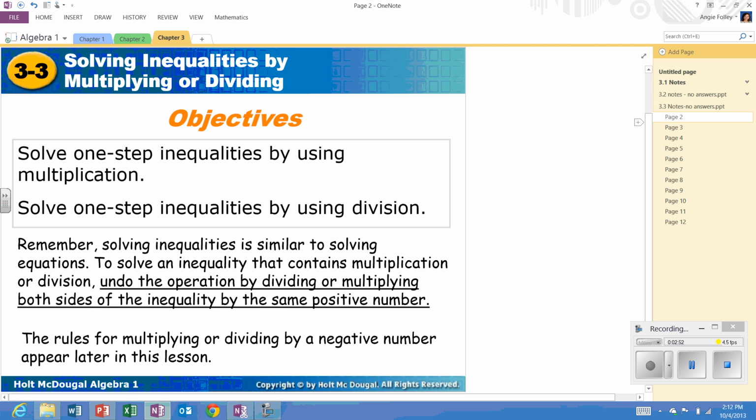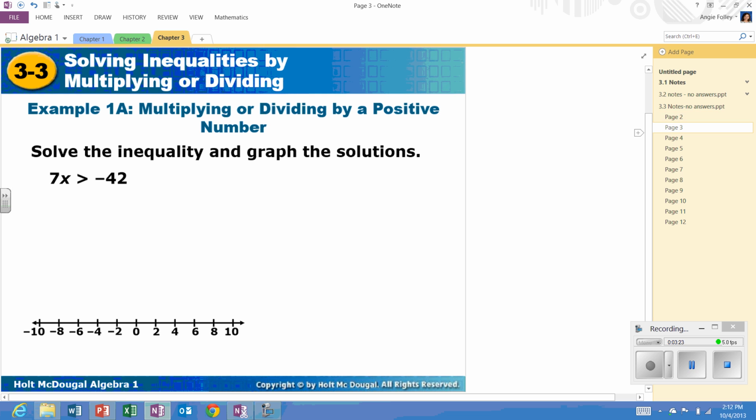Okay, so today we're going to look at solving one-step inequalities with multiplication and division. Just remember that inequalities are very similar to equations. To solve an inequality that has multiplication or division, you need to undo the operation by dividing or multiplying both sides. Make sure you do it to both sides of the inequality by the same positive number. When we divide or multiply by a negative number, there's going to be different rules, and we'll talk about that in a little bit. Okay.